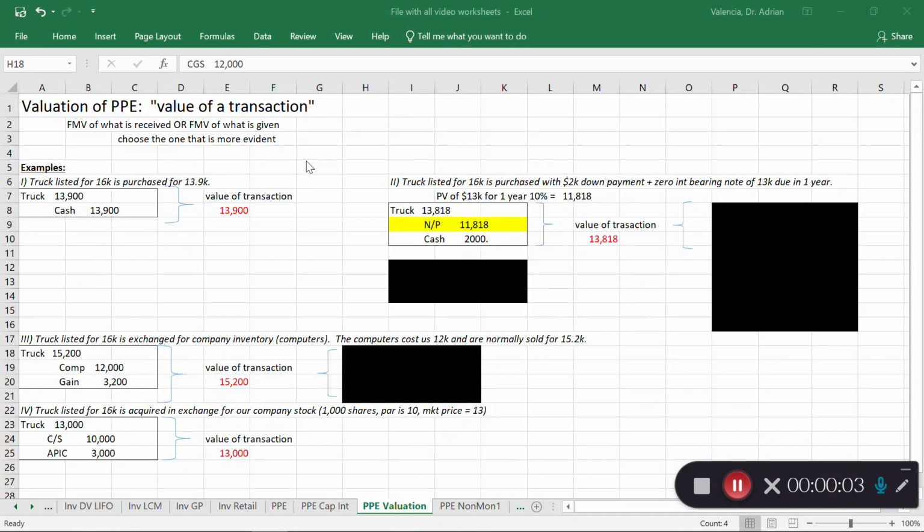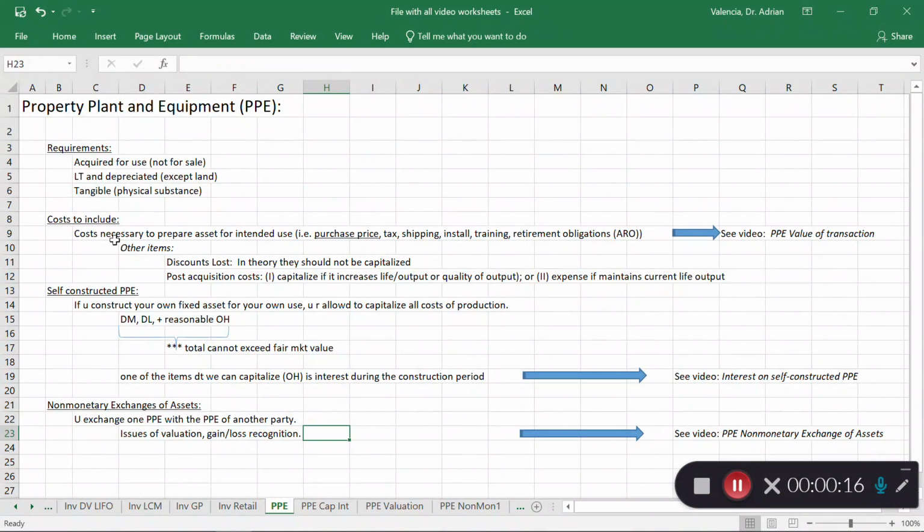The purpose of this video is to discuss valuation issues that arise with property, plant, and equipment. Recall from an earlier video on the introduction of property, plant, and equipment, where I discussed what are the costs that you can capitalize. And the overriding theme there was we can capitalize necessary costs to prepare the asset for its intended use, right? Which included a whole bunch of things.